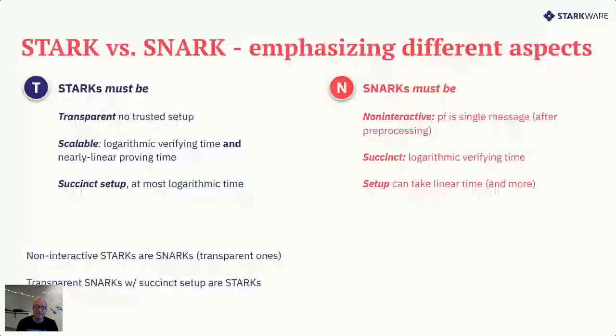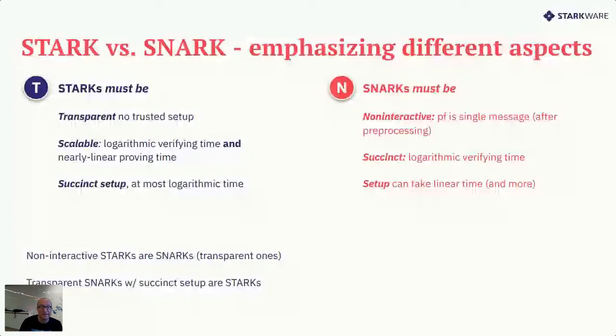And a Snark must satisfy this. It must be succinct, which is basically half of the definition of scalability. So the verification time must be logarithmic. The proving time could be more than linear, it could be quadratic or more, it would still qualify as a Snark. And the setup can take linear time or more. That's okay under the definition of a Snark. A Stark cannot allow this.